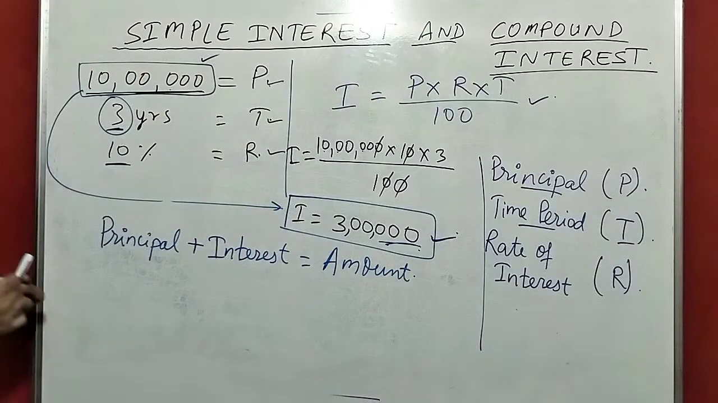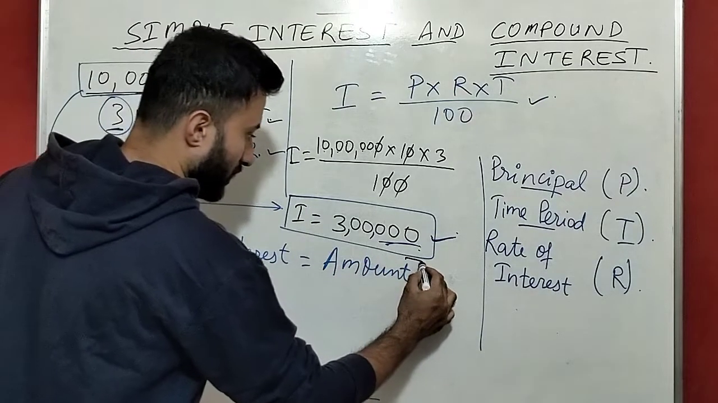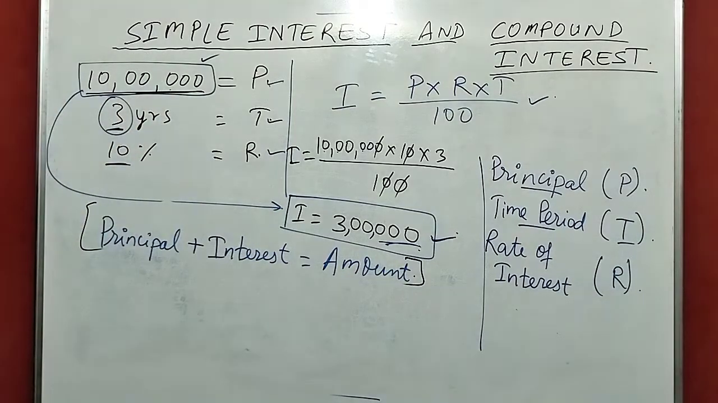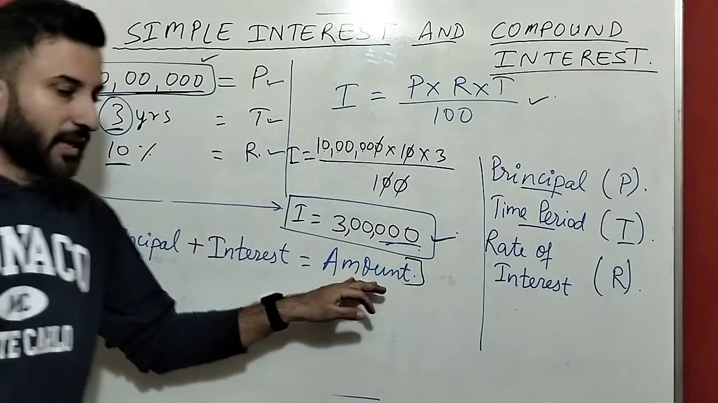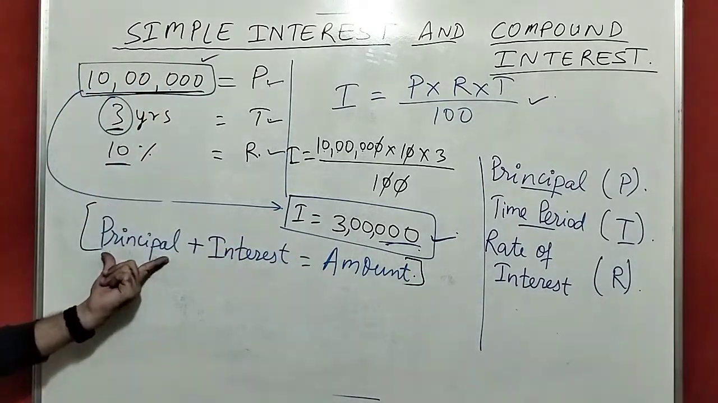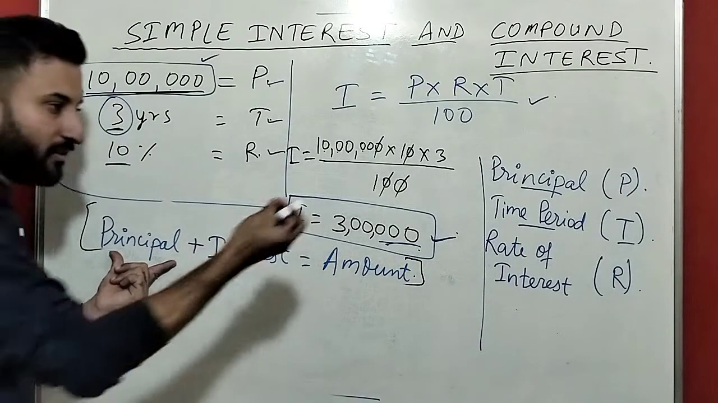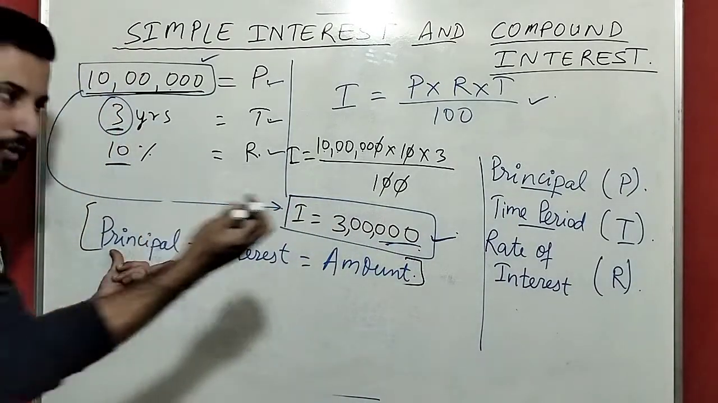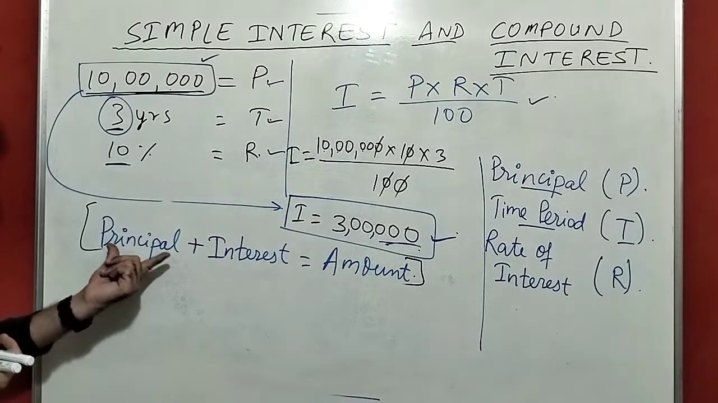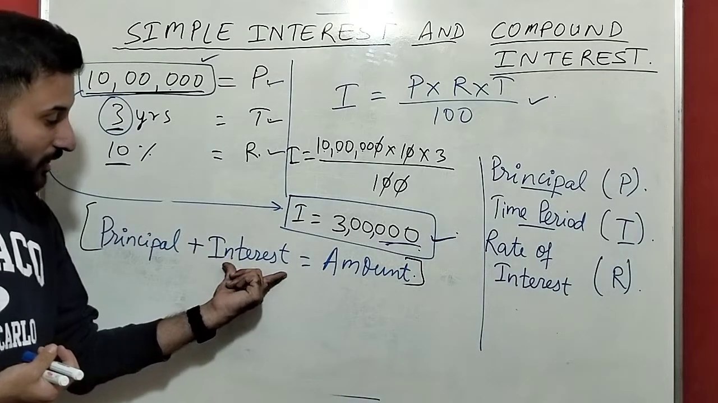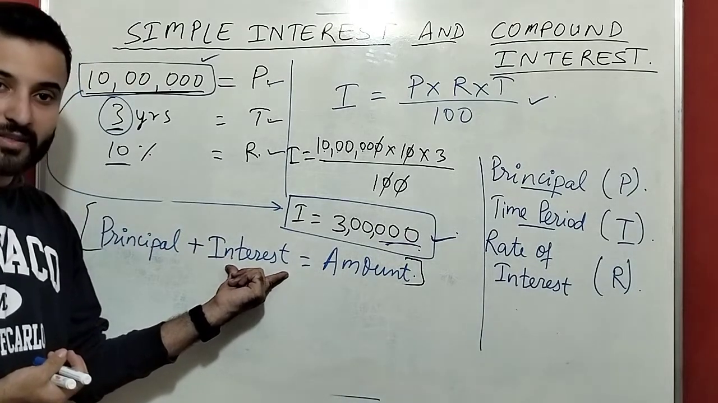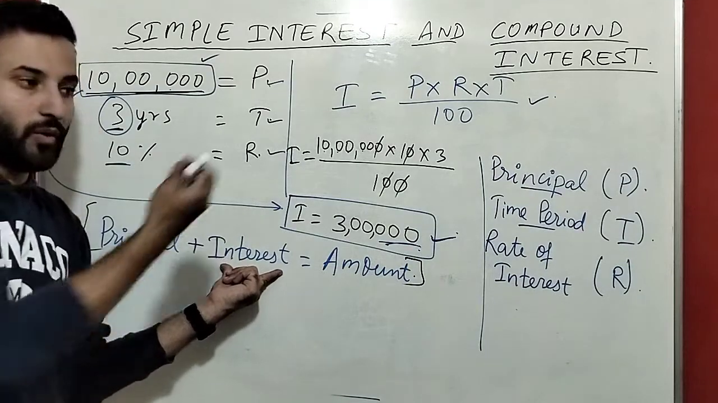This is the formula for the amount. It's a very important formula. What is the formula for finding the amount? The amount formula is the principal money, the principal that you have borrowed, with that, the extra charges, meaning the interest you are paying.